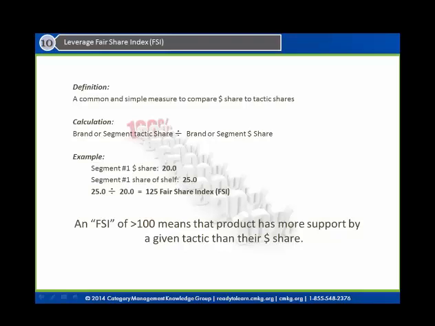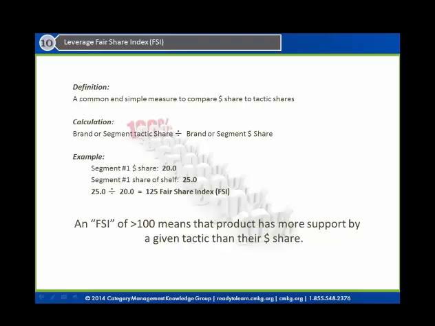And it depends is the correct answer because based on your strategies, you may decide that particular brands or segments should have greater than fair share of the shelf, or they should have less than fair share of the shelf. So 100 shouldn't be the benchmark. Every single brand and segment within a category shouldn't have a target fair share index of 100. So you need to think strategically about where that target should be.